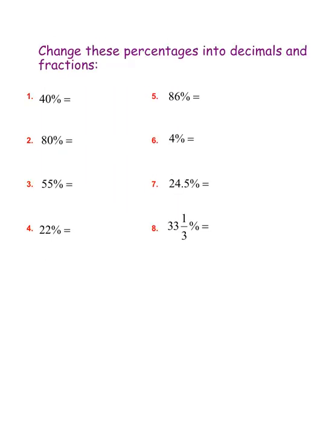Here are some questions for you to have a go at. So could you change these first of all into decimals by dividing by 100, and then change them into fractions by writing the percentage as a fraction, so in the first one 40 over 100, and then simplifying. So if you pause this video, you can check your answers at the end.